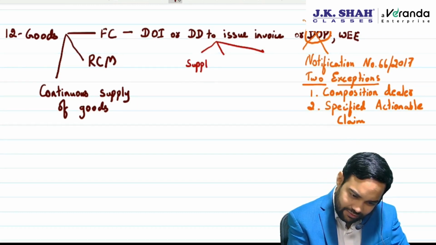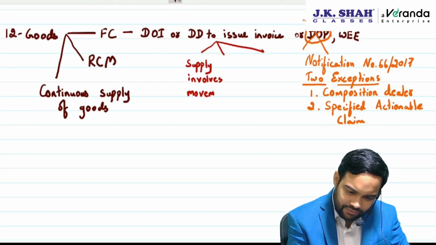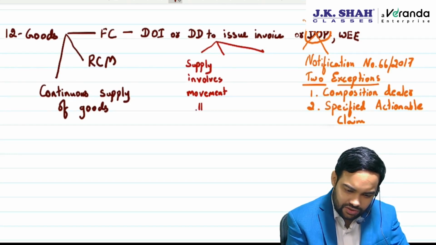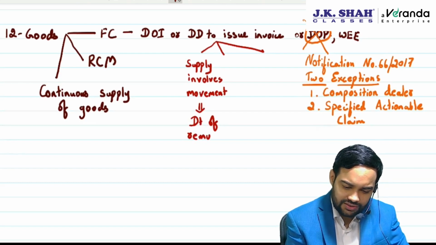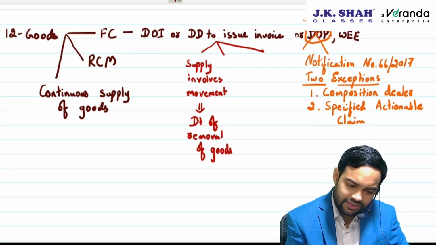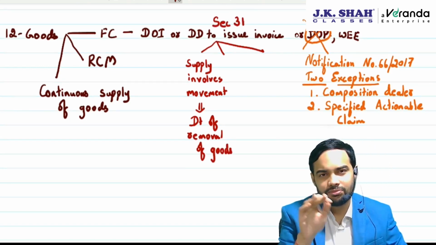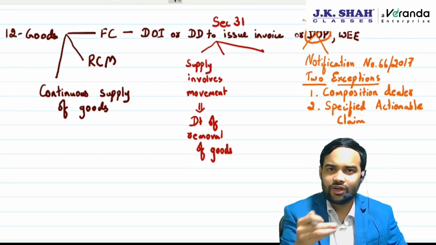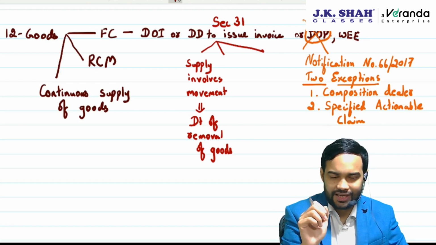Say suppose a supply involves movement. Now, if the supply involves movement, then the due date to issue invoice will be date of removal of goods. Whenever the goods were removed, that is used as a comparable, because section 31 says that you should issue the invoice before or at the time of removal of goods. So if you delay it, then the removal date will be considered as time of supply.